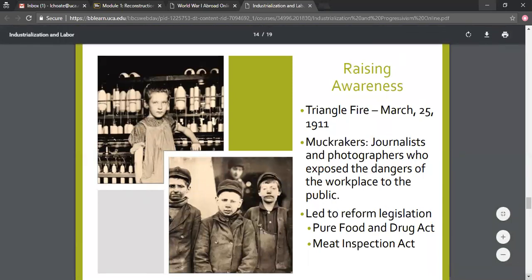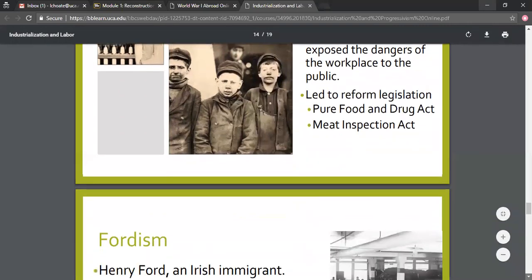And a lot of the efforts by these muckrakers led to the beginnings of reform, where the government does step in and say, you know what, we do need to make sure that there are some standards in place here for industrialization. And so we get things like the Pure Food and Drug Act and the Meat Inspection Act, both of those in 1906.